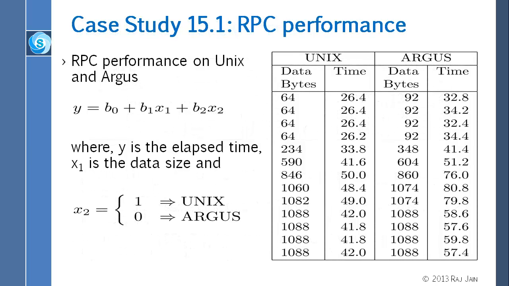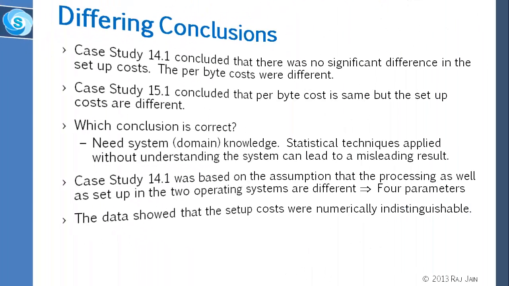Before I move on, is it clear how we interpret these parameters, B0, B1, and B2? Depending upon how we select this coding, we have to put that coding and find out Y Unix and Y Argus. Y sub Unix equals B0 plus B1 plus B2. Y sub Argus equals B0 plus B1. Done. Right? If you want to know the difference between the two, then you have to subtract those two. If you want the average between the two, you have to take the average between the two.